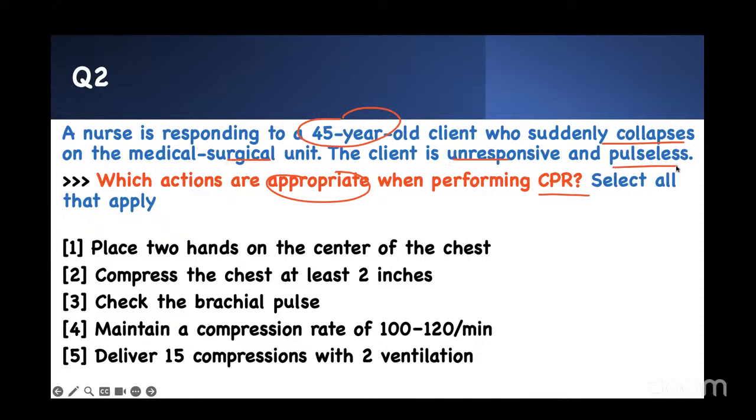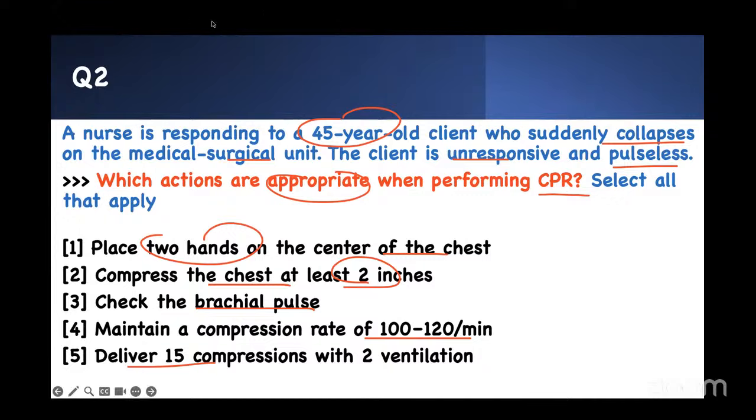He has no pulse, right? We got to do CPR, right? That's all. Now, what am I going to do? What kind of CPR am I going to do? 2 hands, right? Center of the chest. Compress the chest, what? At least 2 inches. I'm going to check a brachial pulse, right? And I'm going to maintain my compression rate 100 to 120. And then I will deliver 15 compressions with 2 ventilations. So that's what I have. Is that okay? Are those the right answers?